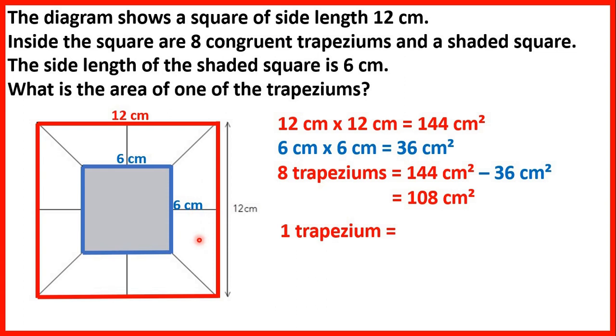So because we know the area of 8 trapeziums, and we know that the trapeziums are congruent, which means they're all the same size and shape, we can find the area of 1 by dividing the total area by 8. 10 divided by 8 is 1 remainder 2. 28 divided by 8 is 3 remainder 4. So we can extend with a point 0, copy up our decimal point, and then write the remainder 4 in front of our tenths digit. So 40 divided by 8 is 5, which means that one trapezium has an area of 13.5 centimeters squared.